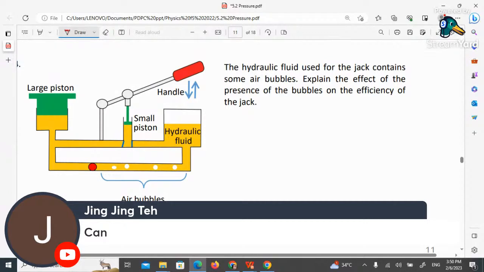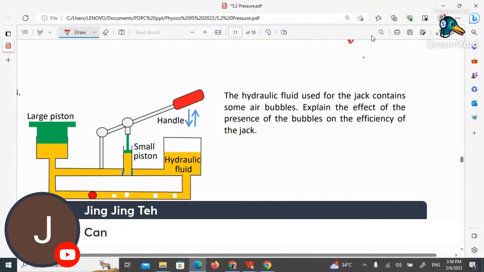Okay. Number 4. The hydraulic fluid used for the jack contains some air bubbles. That's why the brake oil needs to be serviced. You cannot use a car for 20 years without ever servicing it. That is very dangerous. Why? Maybe there are bubbles formed in the brake oil, so the brake will become less efficient. Very dangerous. Sometimes it will cause accidents.